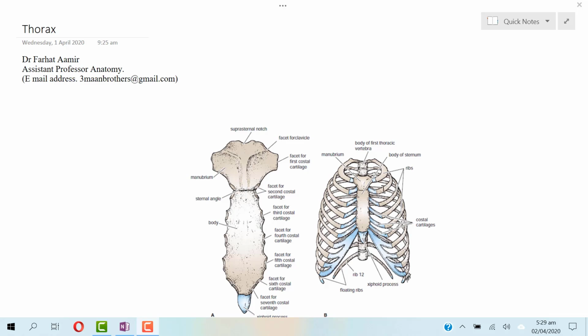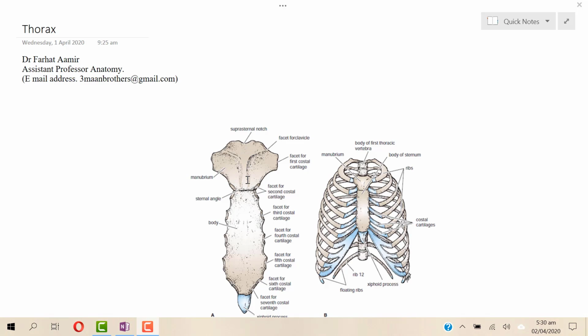Number one, the formation of the thoracic cage. Number one is the sternum. Can you see this bone, the sternum? Sternum also comes from a Greek word, sternon. Stern means breast or breastbone.